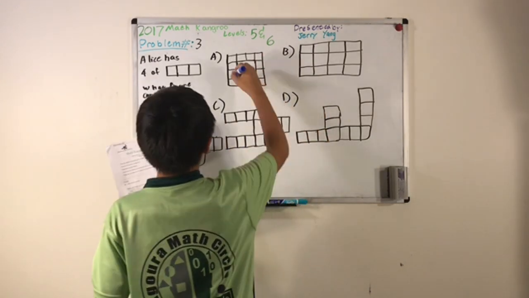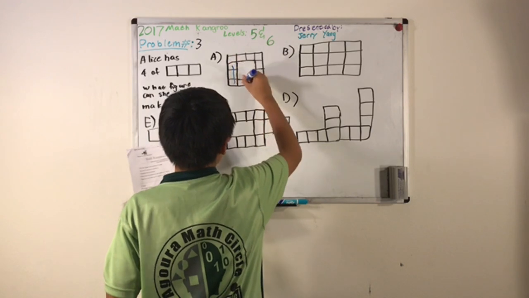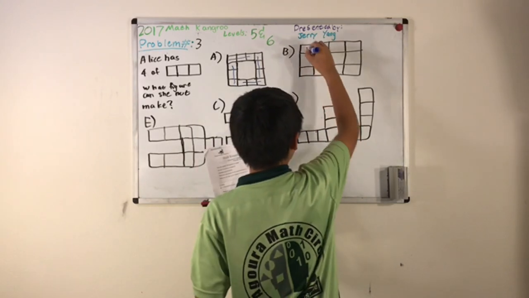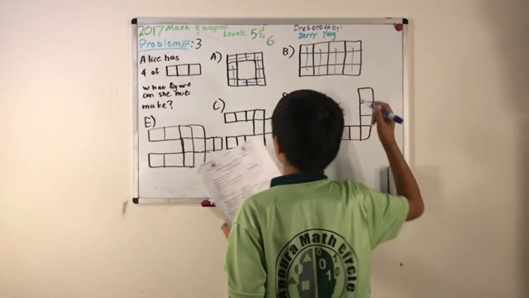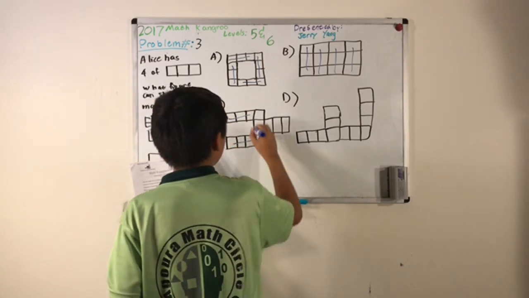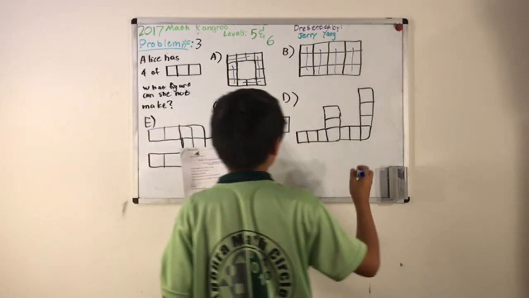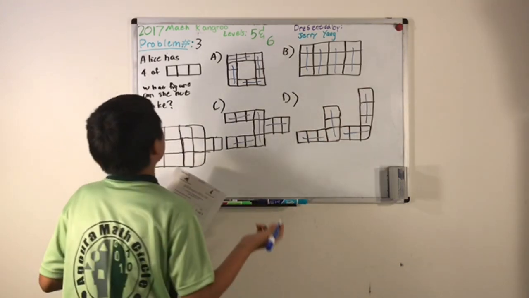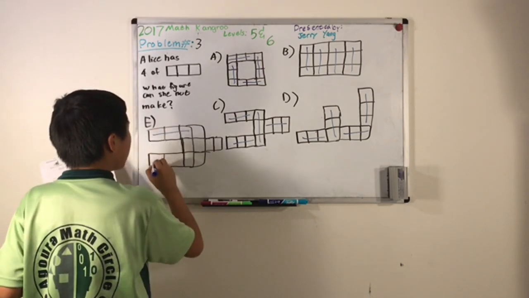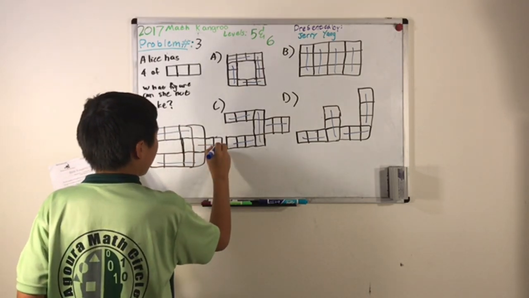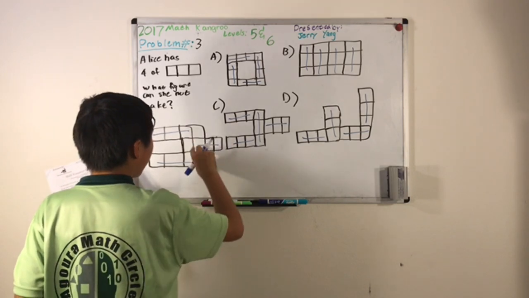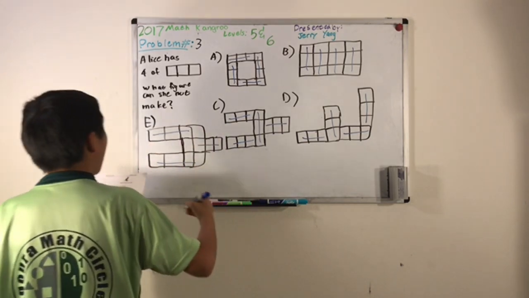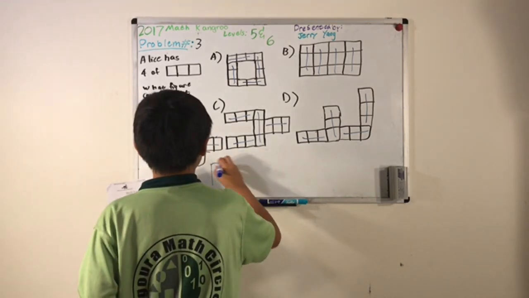So for A, we know it's possible because if we look at this, we can have 1, 2, 3, 4. So A is possible. B, we have 1, 2, 3, 4, so B is possible. C, we have 1, 2, 3, 4, so we know C is possible. And for D, we have 1, 2, 3, 4. So finally, we get to E, and we see we can have 1, 2, 3. But then, we have 3 leftover squares that we can't really connect. Therefore, we know our answer is E.